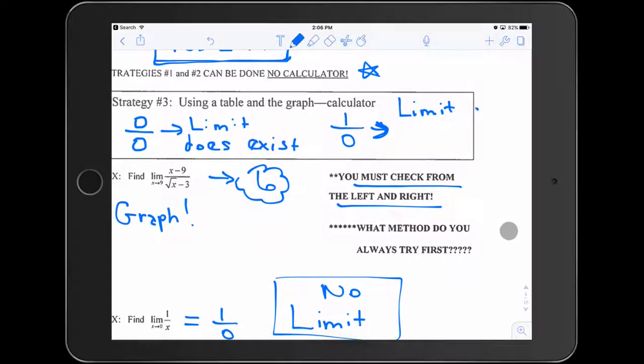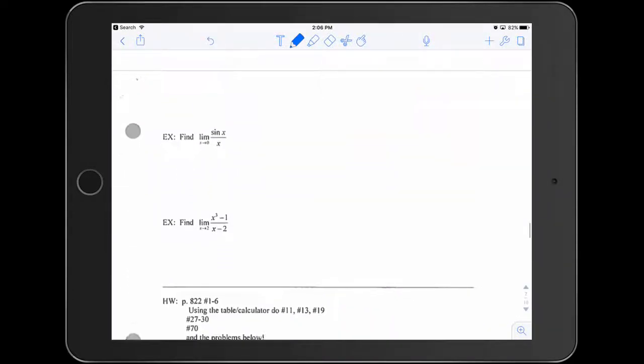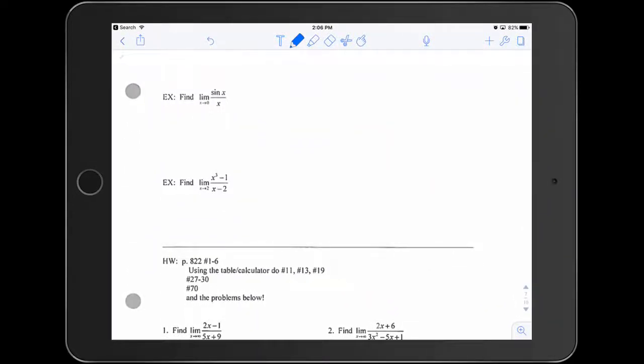Limit does not exist. So if you have 0 over 0, a lot of times the limit exists. 1 over 0, limit doesn't exist. So those are just a couple patterns that I wanted to make sure that you were aware of. Now, the last two examples, I'm going to have you do those two as an example, and you're going to show those to me in class.